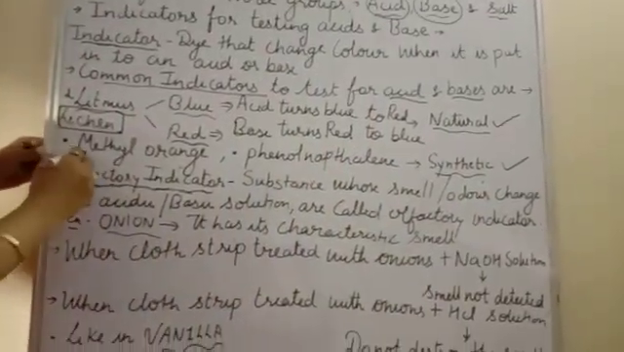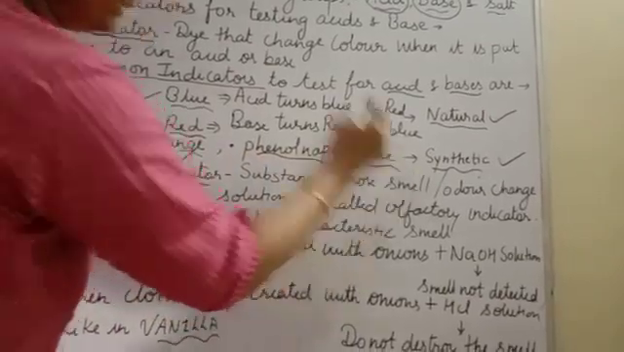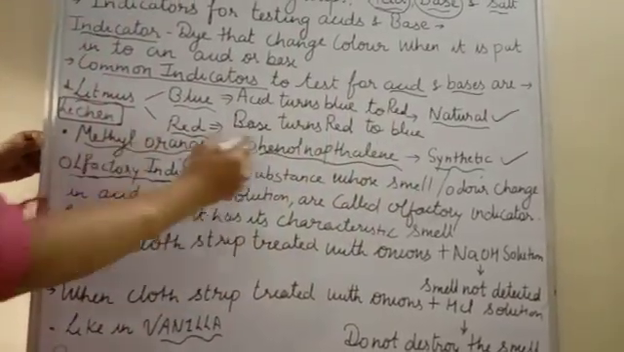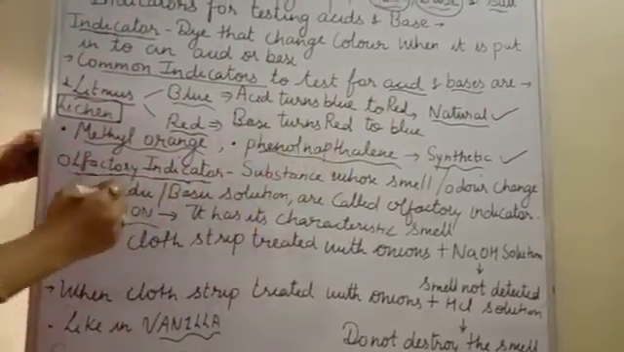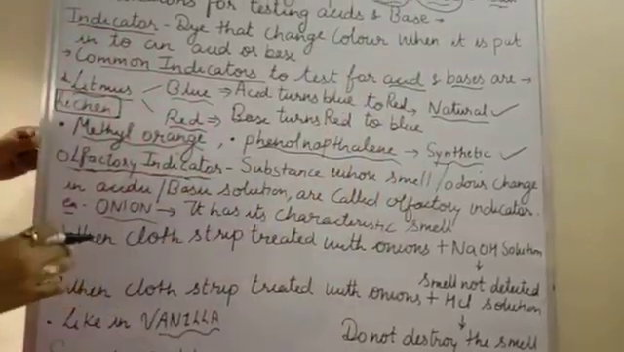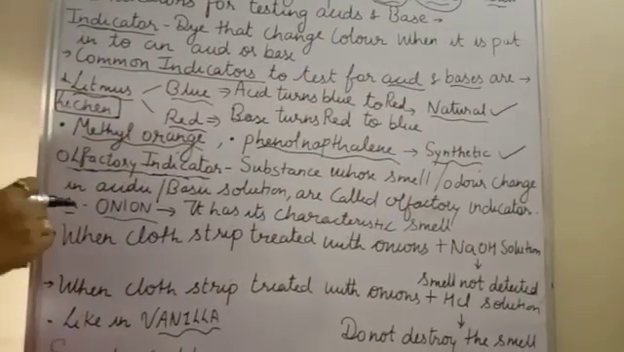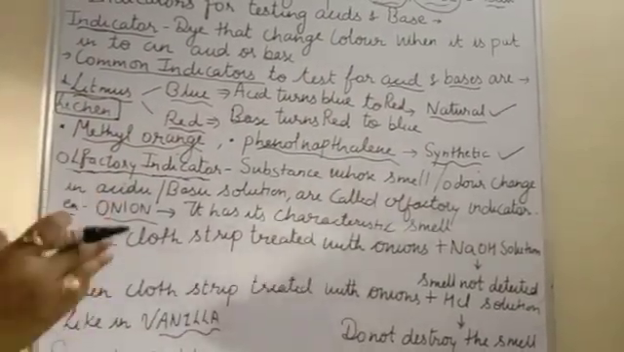Now next is synthetic indicators. There are also two types, methyl orange and phenolphthalein. Methyl orange and phenolphthalein, they both are synthetic indicators. They are used in chemical laboratories for titrations and all.